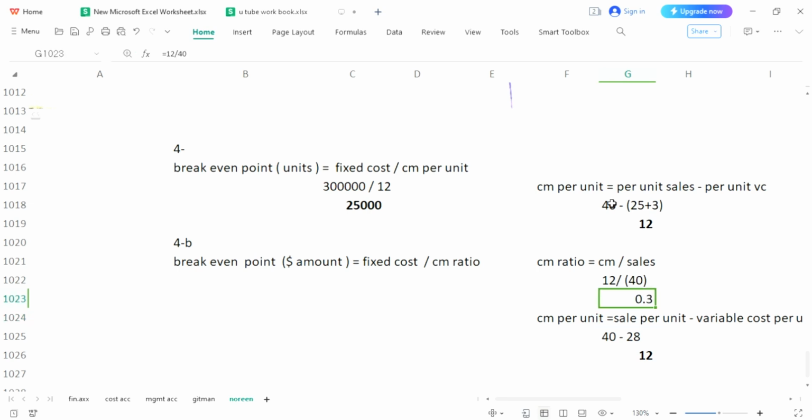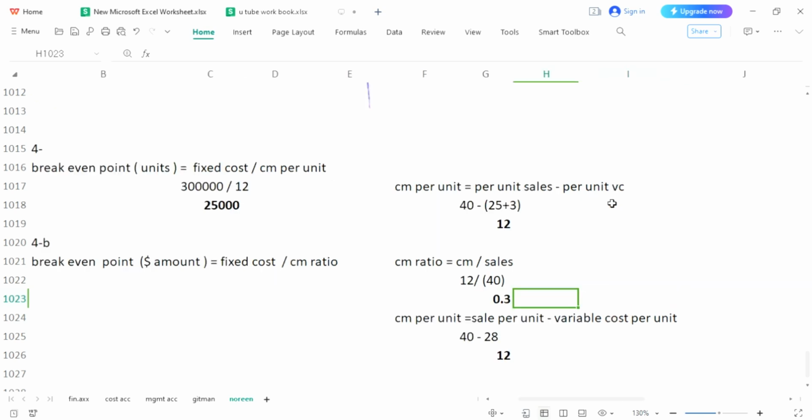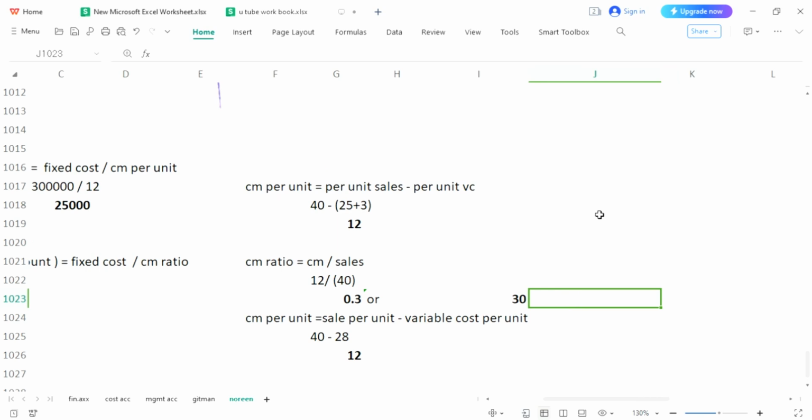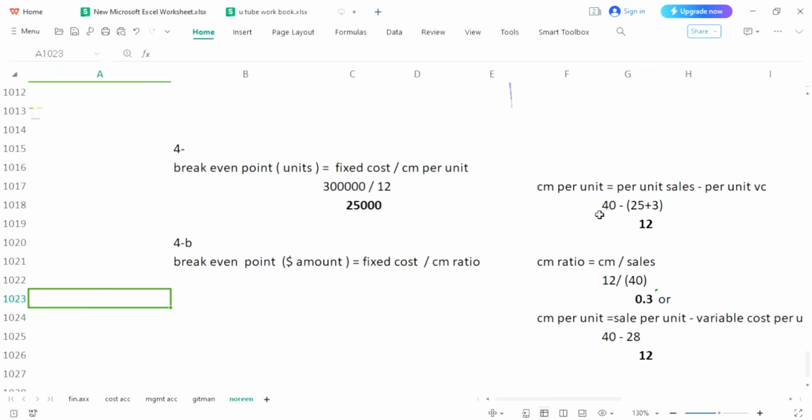0.3 is your CM ratio, or you can write it in terms of percentage. For that you will take this answer and multiply by 100. So you can write 30%. We can write 30% or 0.3. As you know, our formulas need the answer in terms of times, not in terms of percentage. So we'll use 0.3.